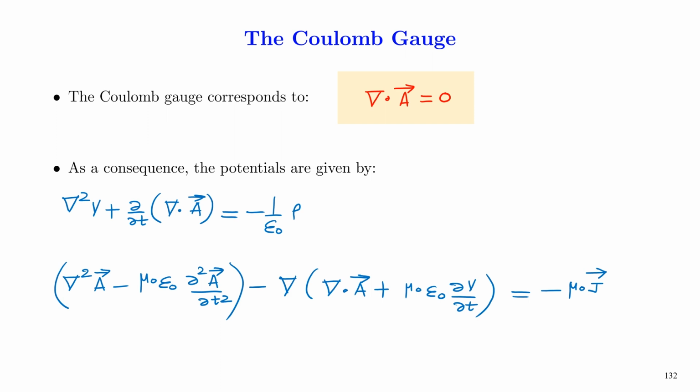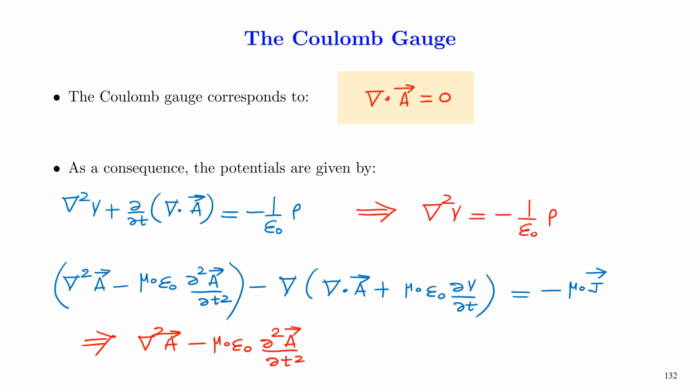When we substitute the Coulomb gauge, the first equation becomes del square V equal to negative of 1 over epsilon 0 times rho, which is Poisson's equation. Now the second equation yields del square A minus mu 0 epsilon 0 ∂²A/∂t² minus mu 0 epsilon 0 del of ∂V/∂t, that is equal to negative of mu 0 j.